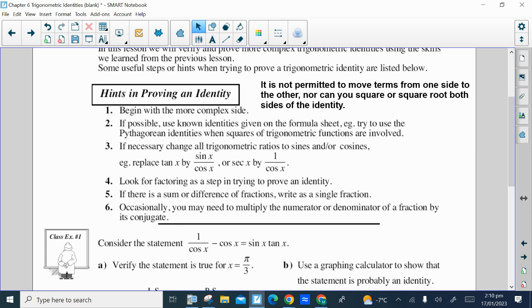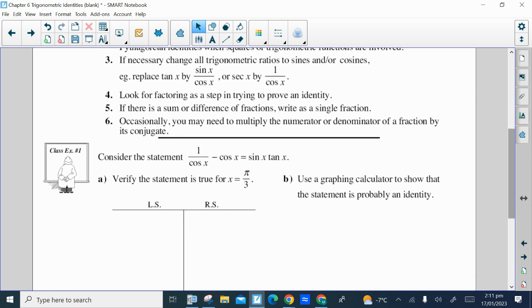Sometimes, though, you might have to factor. So if you have powers, especially ones greater than 2, that means you're going to have to factor. If there is a sum or difference of fractions, write as a single fraction. So what that's talking about, sometimes you got to get a common denominator to combine two rational expressions that involve trigonometric identities. So we'll see examples like that. And occasionally you'll need to multiply the numerator or denominator of a fraction by its conjugate. So we'll look at examples where that comes in as well.